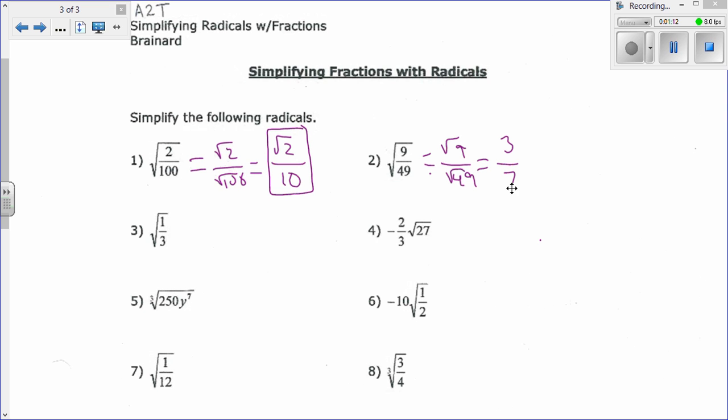For number 3, I would simplify that to the square root of 1 over the square root of 3. Square root of 1 is 1. The square root of 3 is the square root of 3. So, take that back there.